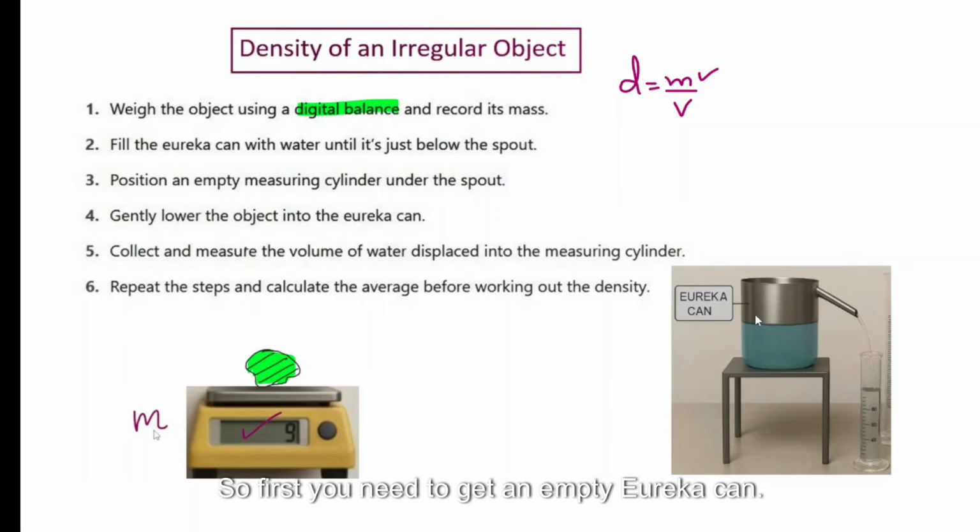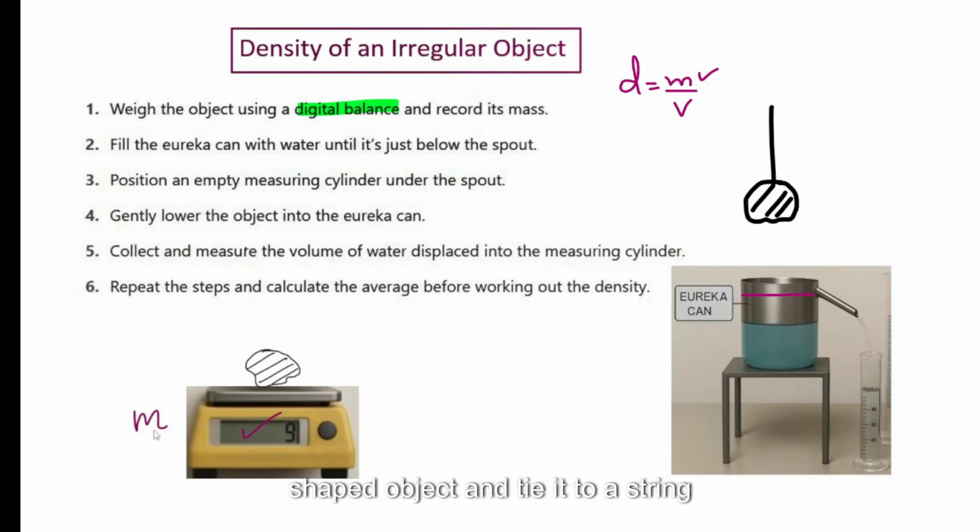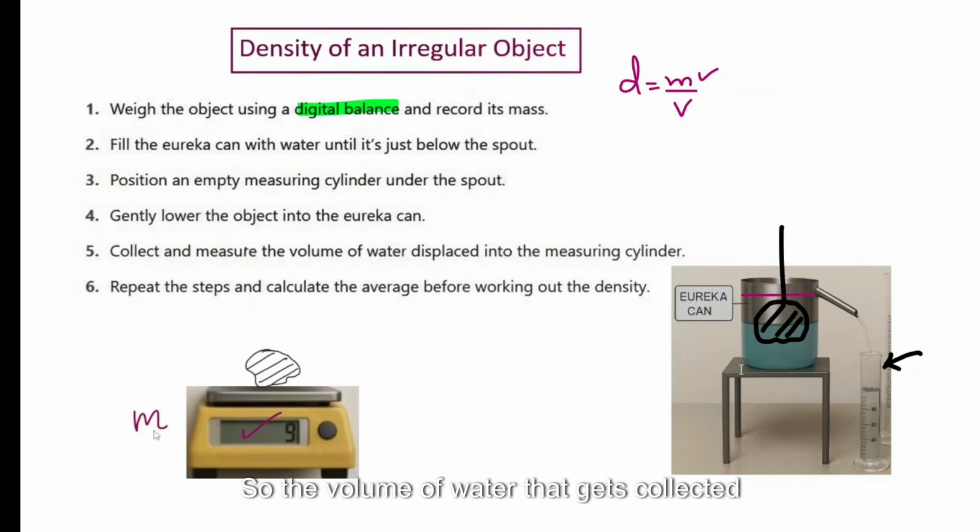So first you need to get an empty eureka can. When you fill water, it will only go up to this level, only because any excess water will obviously flow out. Then you need to take this irregularly shaped object and tie it to a string, and you need to slowly lower it into the eureka can, and make sure to put an empty measuring cylinder here to catch any water that comes out. So the volume of water that gets collected out here is exactly equal to the volume of this object. Now, use the formula to calculate the density.